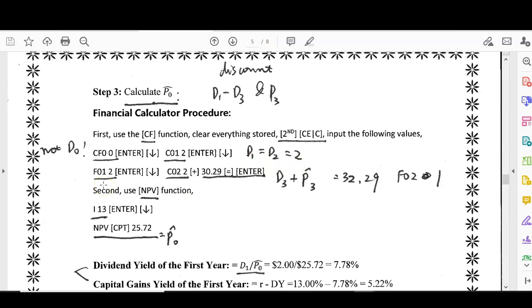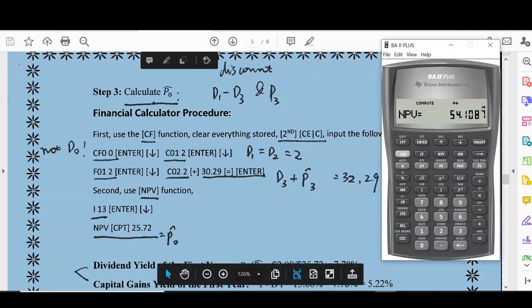So both D1 and D2 are already inputs. So for cash flow 2, you can input D3 plus P3. Okay, so it's 32.29 altogether. And frequency 2 is 1. Okay, in the first method, we can input D1, D2 separately, but frequency for each input should be 1. Here, we can input them together, make frequency 1 as 2. Okay, and we go to NPV, I is 13, compute for NPV, we have 25.72.